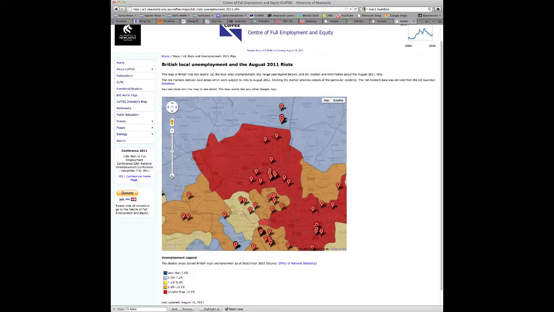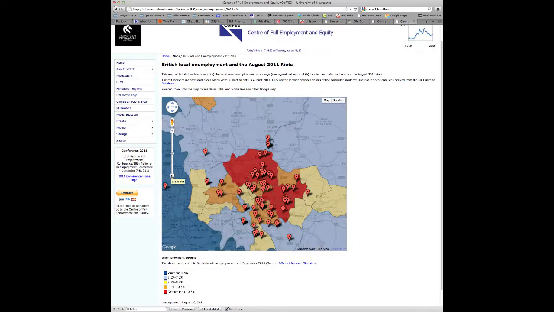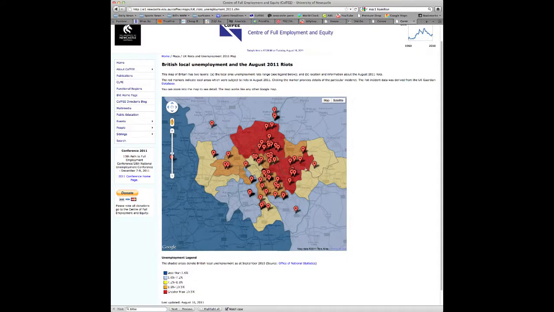And we might just go at one level of zoom. So here we have the Tottenham area where the violence started, the riot started, and you can see very clearly a strong concentration of very high unemployment areas, well above the national average, with some anomalies close by, some spatial spillovers, but by and large the concentration of the incidences are in the very high unemployment areas.